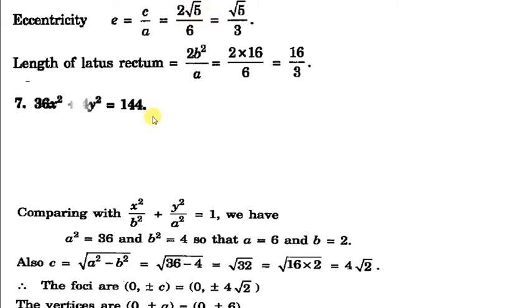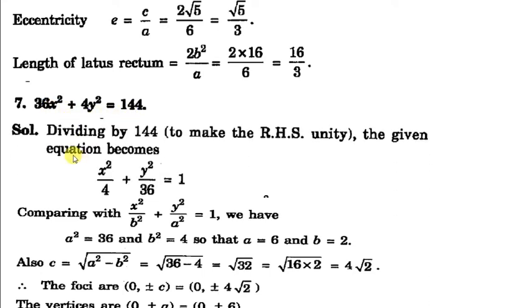Next question is this question: 36 x square plus 4y square equal to 144. This is not in the standard form of the ellipse, so first of all we will convert it into the standard form by dividing the whole equation by 144. So we get x square by 4 plus y square by 36 equal to 1.